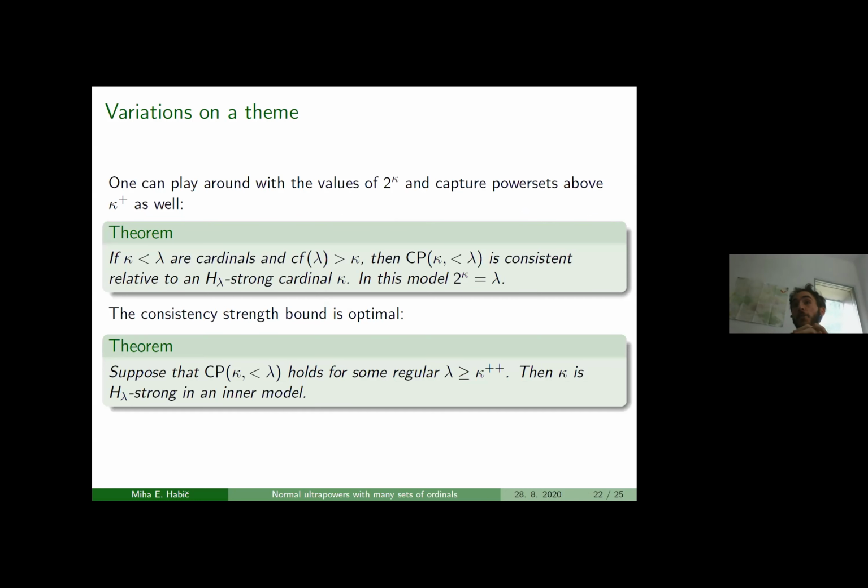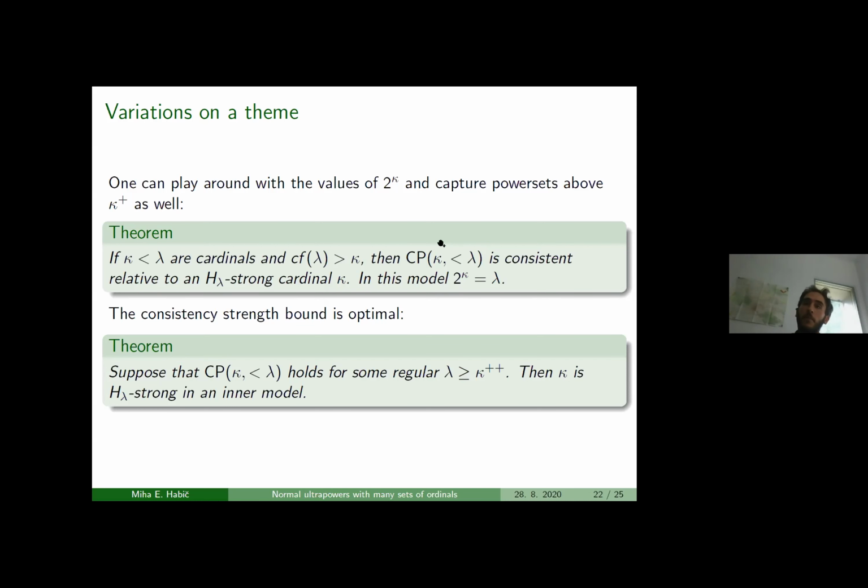Another thing is you're not constricted to staying with capturing at kappa plus. You can play around with the values of 2 to the kappa to capture other power sets as well, right? Again, you should start with a stronger hypothesis. But if you have kappa and a bigger cardinal lambda with an appropriate cofinality restriction, then you can force to a model of the capturing property CP(kappa, less than lambda) if you start with an H(lambda)-strong cardinal kappa. And in that model, 2 to the kappa will be equal to lambda, right?